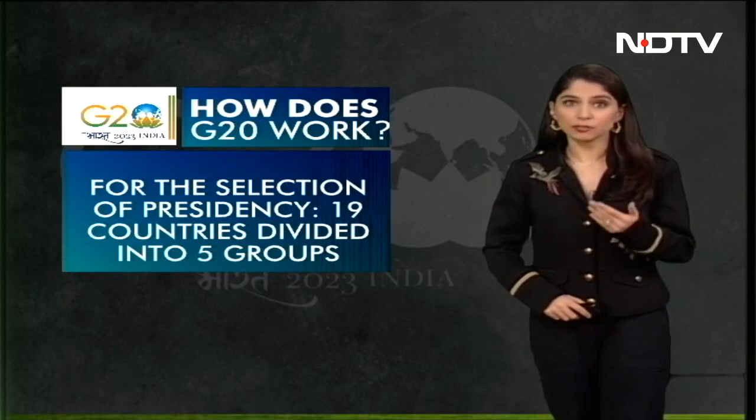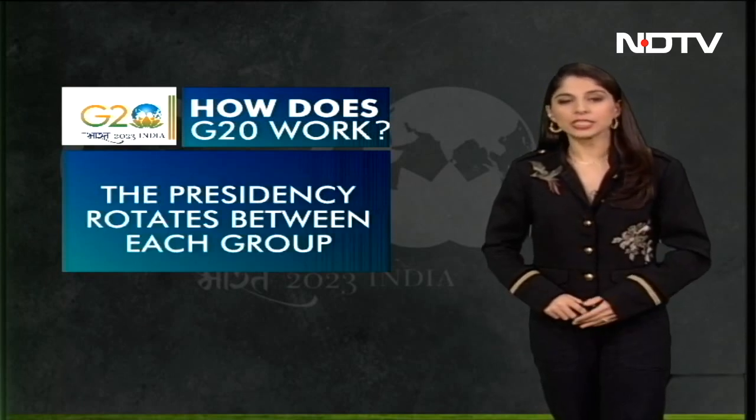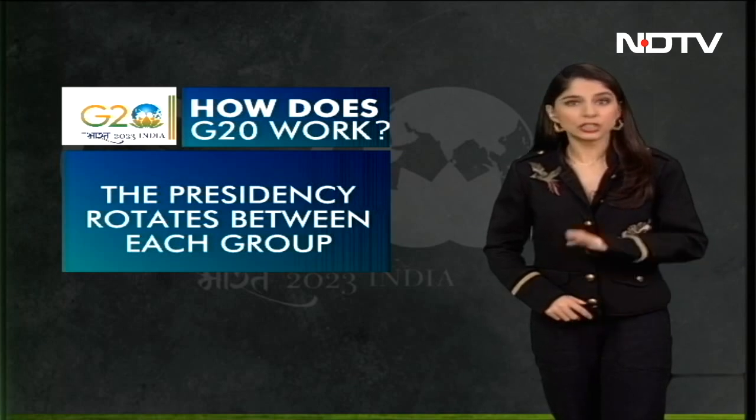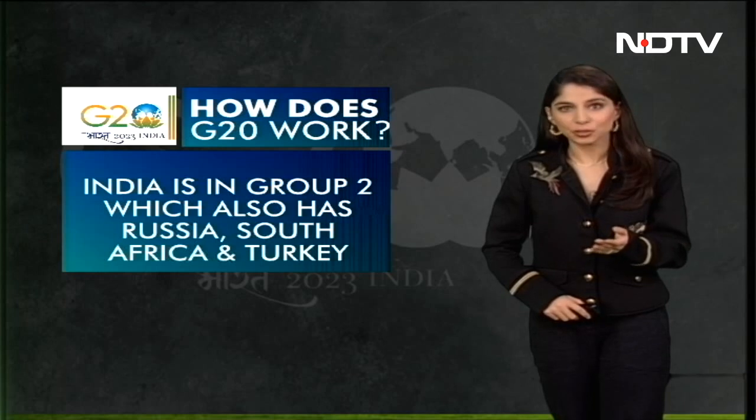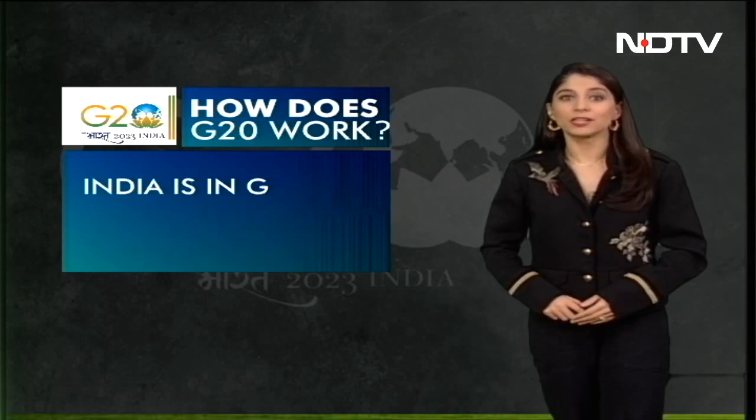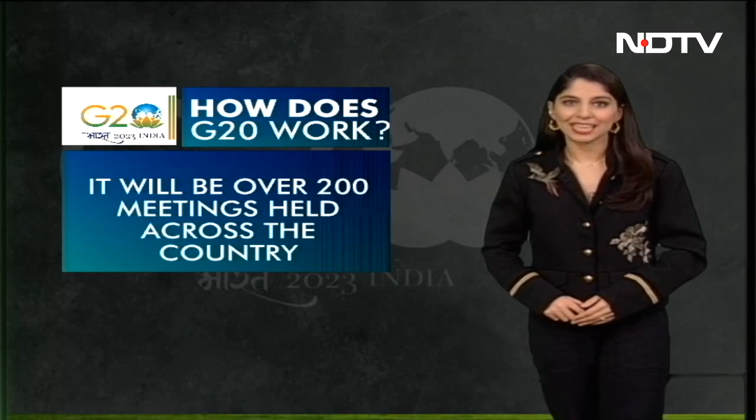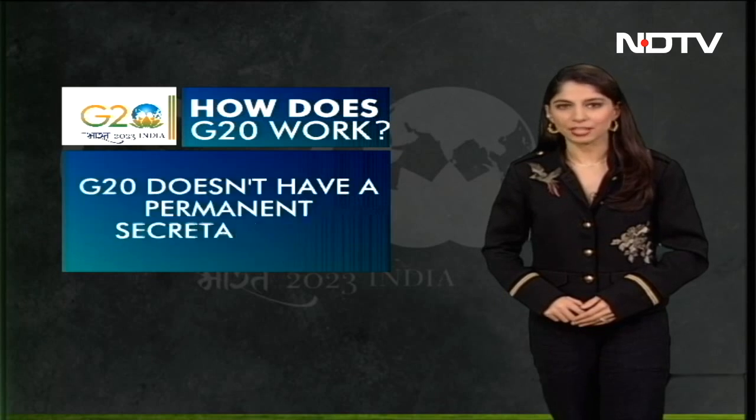Now, for the selection of the presidency, the 19 countries are divided into 5 groups, each having no more than 4 countries. And the presidency rotates between each group, and every year, the G20 selects a country from another group to be president. India is in Group 2, which also has Russia, South Africa, and Turkey.